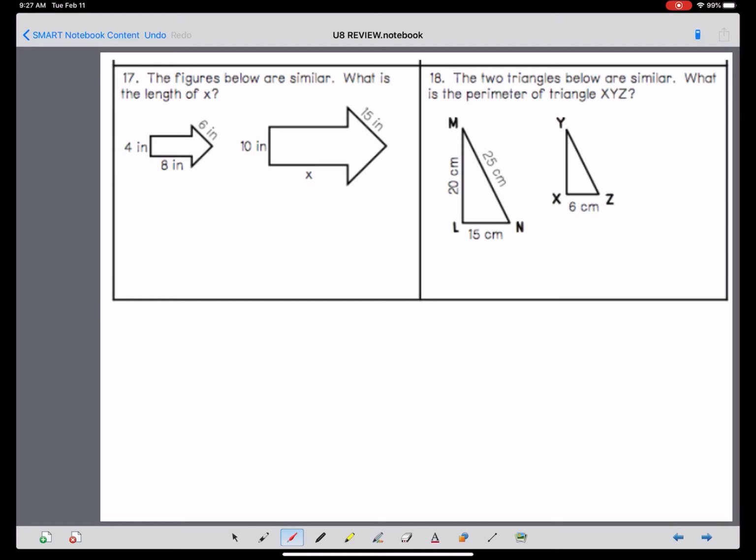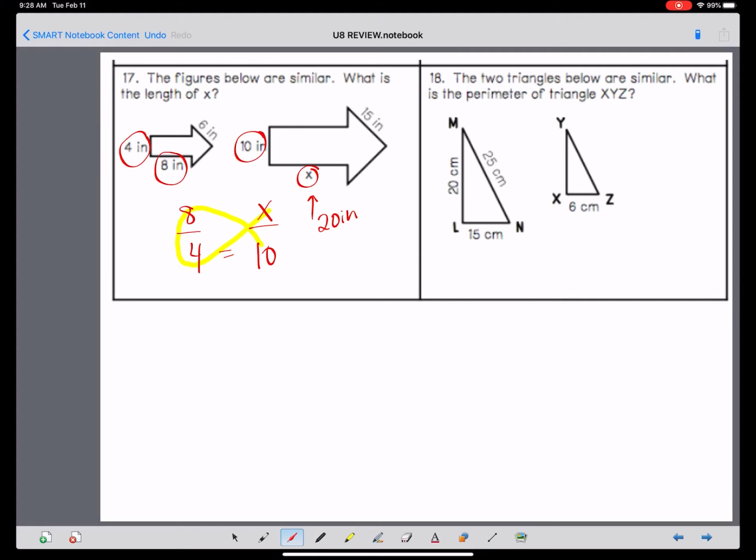Okay, so I know that 4 inches and 10 inches have to be equal to each other because they are proportional. Well, that being said, I also know 8 inches and x inches have to be equal to each other. Now that I have my proportions set up, I can just go ahead and solve. 10 times 8 is 80, divided by 4. 80 divided by 4, is that 20? Let's go ahead and type that in. So my answer is going to be 20 for x, 20 inches. And that's it.